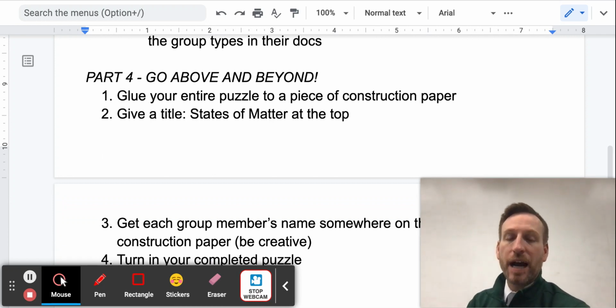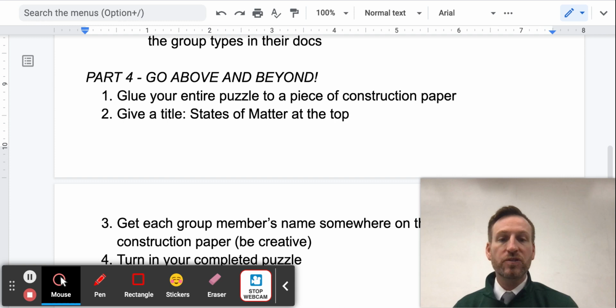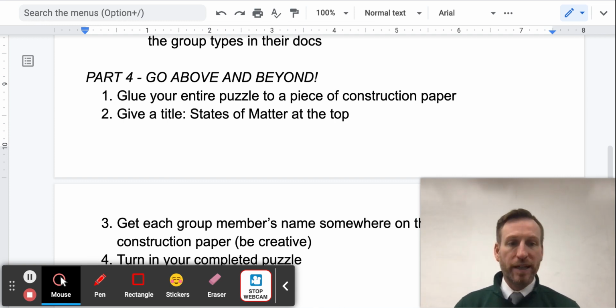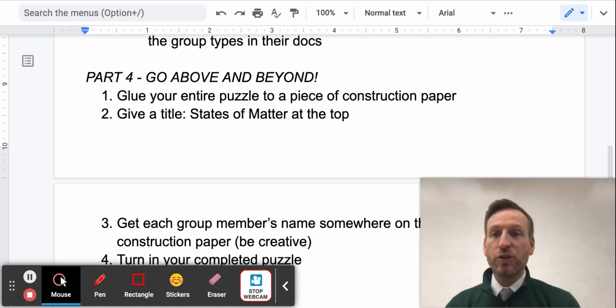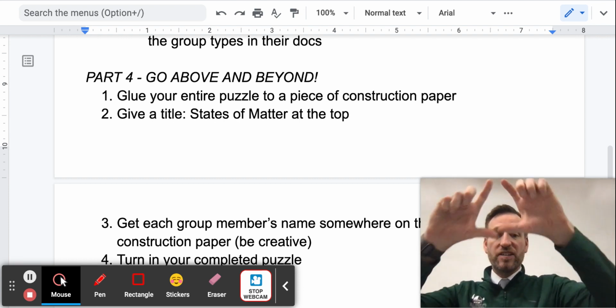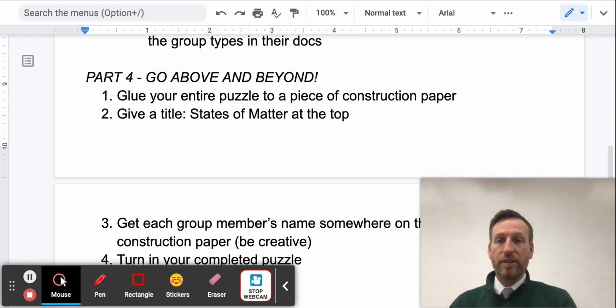So on the back counter, I have construction paper, I have markers, I have colored pencils. I should put some glue back there. I didn't put glue yet. I'll put some glue back there. So there's glue for you. And you can glue your entire puzzle piece to the construction paper, give it a title, states of matter, at the top or at the bottom, depending on how you glue it on there.